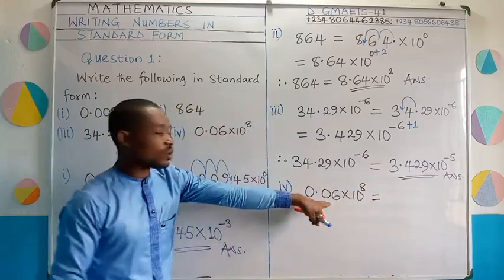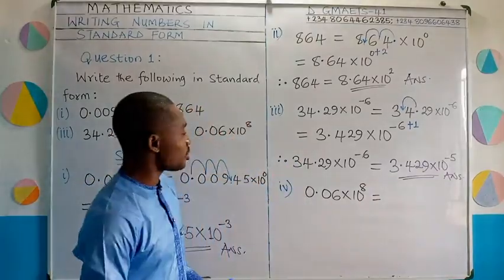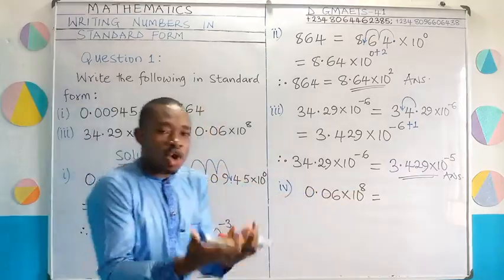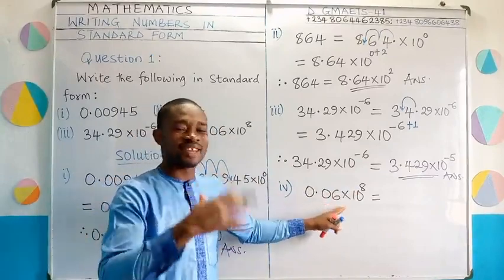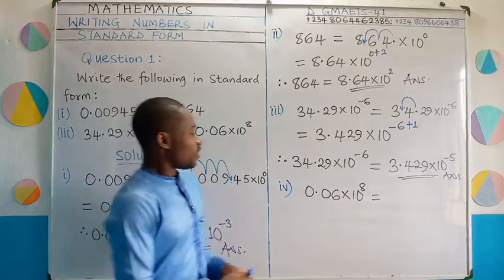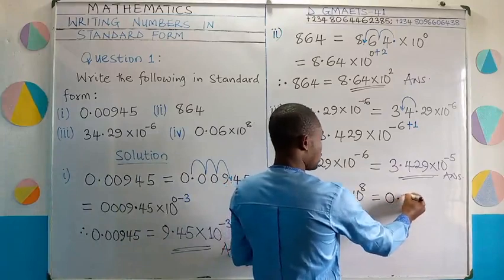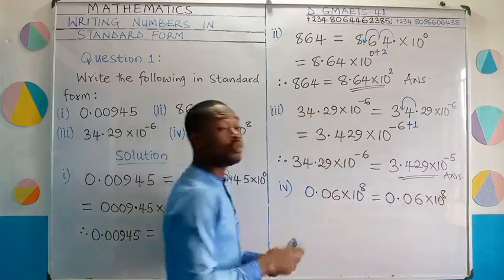Again, if you look at this question, this number already came with times 10 raised to the power 8. It already has its times 10 raised to the power 8, so there is no need of multiplying it by 10 raised to the power 0 again. For this problem, I'll simply rewrite this as 0.06 times 10 raised to the power 8. I will move the point.